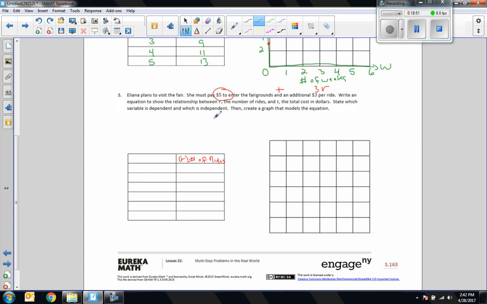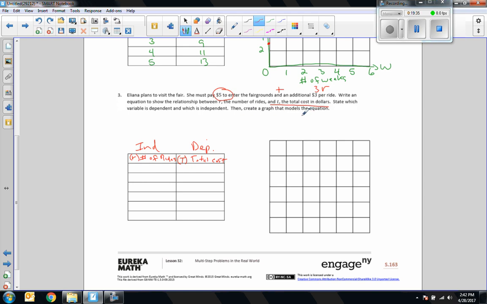So let's see, number of rides. I was right the first time, that is my independent variable. My dependent variable is what's by itself, and that will be T, total cost in dollars. It says state which variable is dependent and which is independent. So the independent variable is R, the dependent variable is T, total cost. Calculating T, we calculate the independent variable. Create a graph and model the equation.